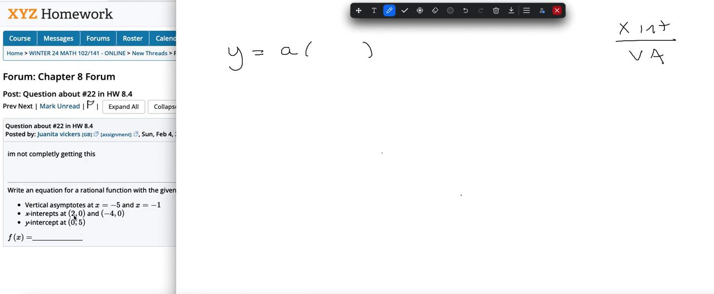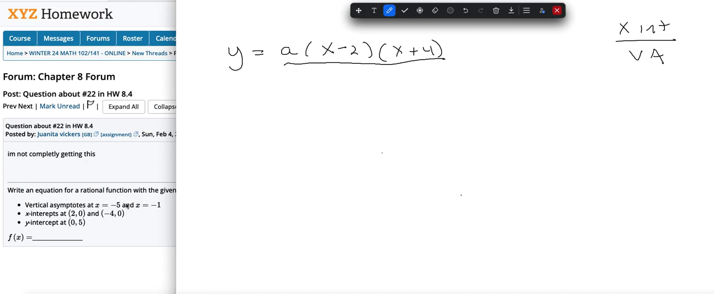In this case, we have an x-intercept at 2, so that must mean we have a factor of x minus 2 to create an intercept at 2. And then we'd have to have another one at -4, so we'd have an x plus 4 up here, so that when I set that equal to 0 and solved, I would end up with an intercept there at -4.